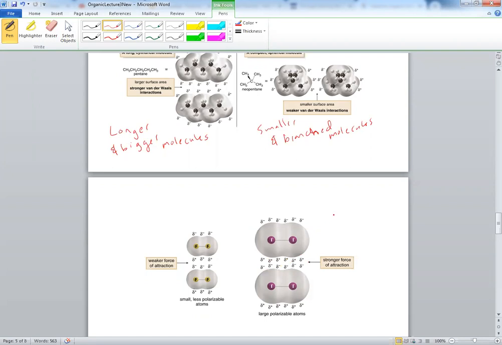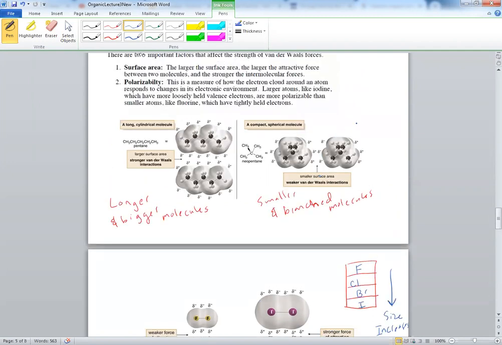So iodine is a bigger atom because if we look here, here's F, here's Cl, here's Br, and here's I. And we know down a group, the size increases. Once again, see how we're revisiting this. So the bigger the size of the atom, the more polarizability it has, which increases, again, the surface area. Again, that is what's happening here.